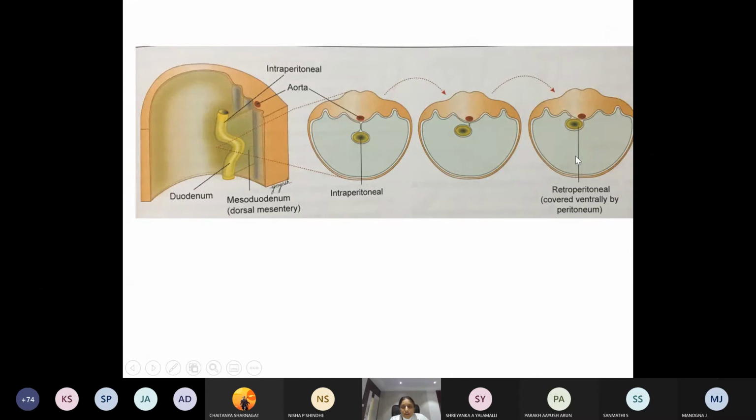So that is why, what happens to the duodenum? It becomes a retroperitoneal organ. Clear? Retroperitoneal organ. That means only the anterior surface of the duodenum is covered by peritoneum. The posterior surface is devoid of peritoneum. Clear? So this is the basis why the duodenum is a retroperitoneal organ.